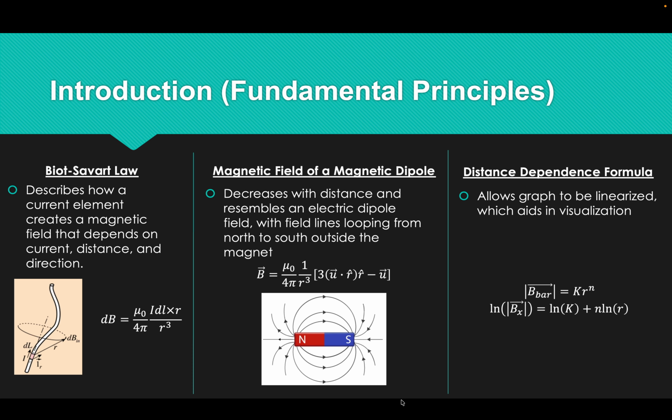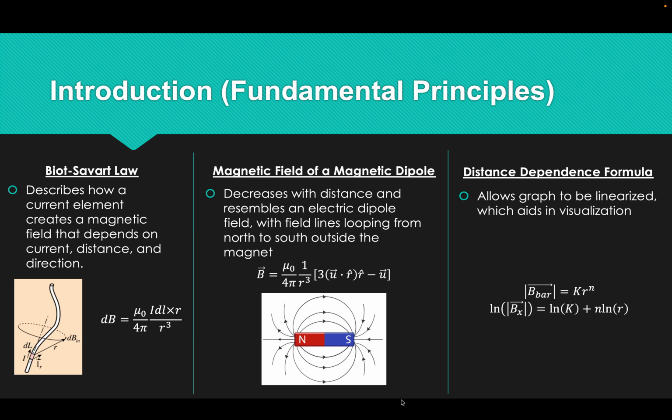Here are the fundamental principles involved with this lab. The first one that I mentioned earlier is the Biot-Savart law. This law describes how a current element creates a magnetic field that depends on current, distance, and direction. You can see the diagram down there as well as the equation.